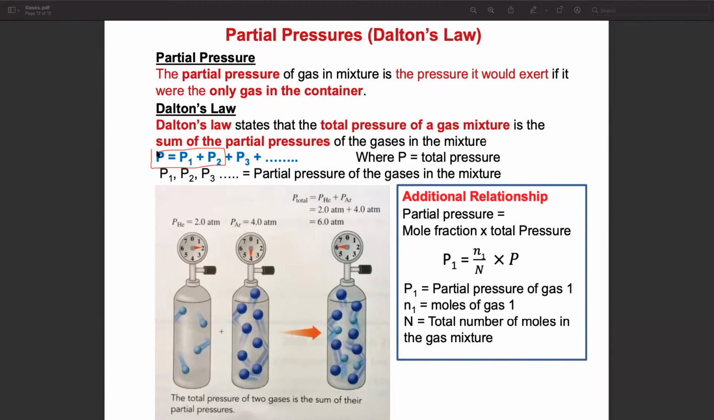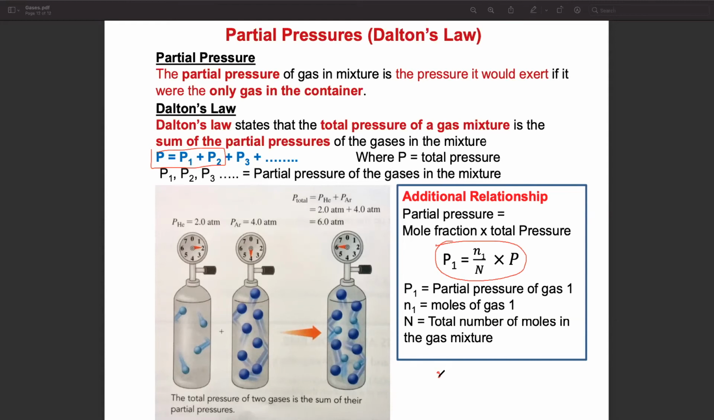Now, what is partial pressure? If you have a gas mixture, say of A and B, and you isolate A and allow A to occupy the same volume as the container, the pressure that it would exert is the partial pressure. So you just add the partial pressures and that is the total pressure. Now, the partial pressure can also be calculated as mole fraction multiplied by total pressure.